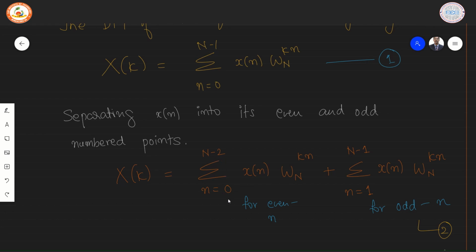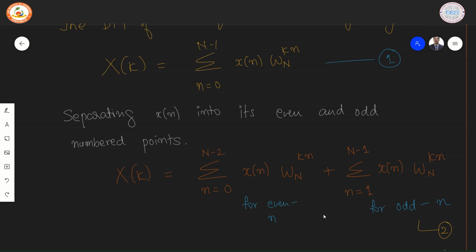So the meaning of the summation is that we are taking limits between 0 to N minus 2, but we are taking only selective indices which are even. Similarly, the first odd index is 1 and the last odd index is N minus 1. Selectively, we are taking those indices which are only odd.